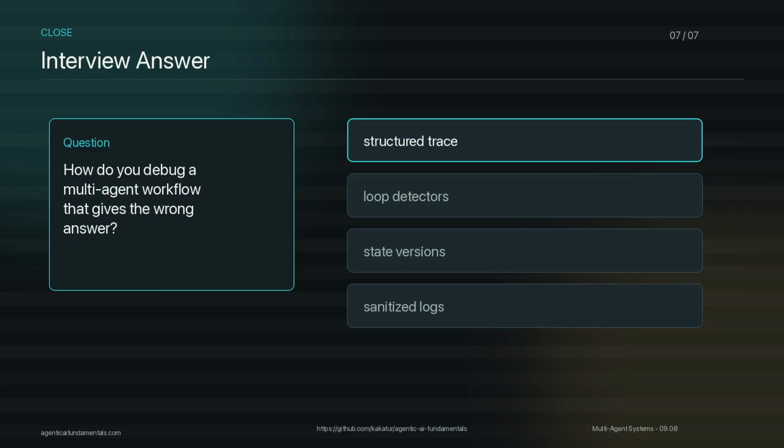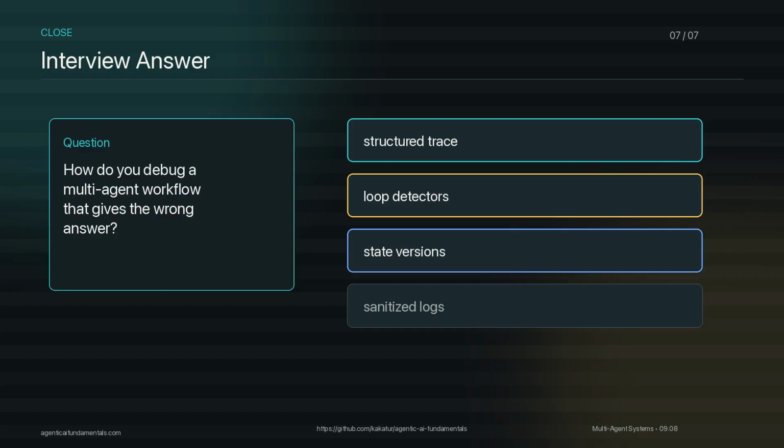Use this as the interview answer. I debug multi-agent systems by tracing boundaries first. Route decisions, handoffs, state versions, tool calls, and final ownership. Then I run simple detectors for repeated handoffs, stale state, and missing final answers. I keep logs structured and sanitized so I can reconstruct the workflow without exposing private reasoning or sensitive payloads.